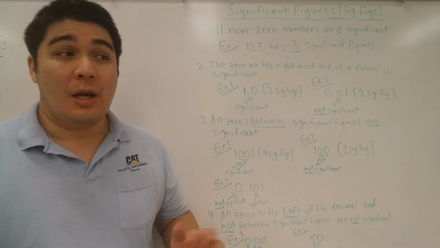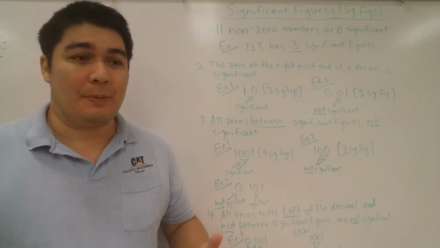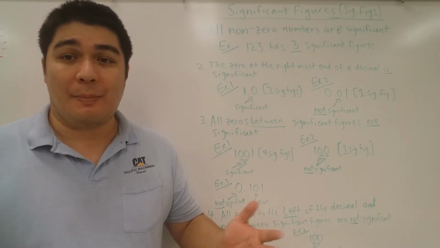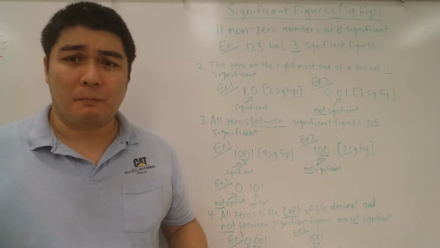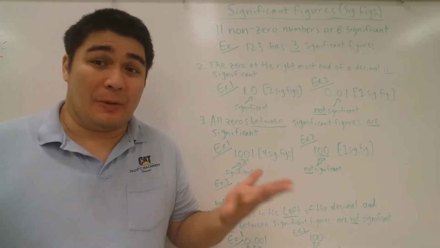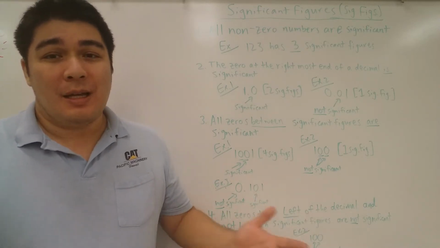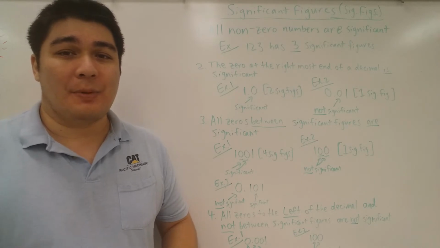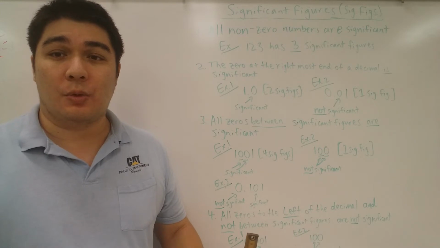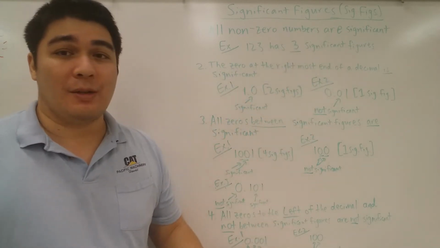The first one is this: all non-zero numbers are significant. You can't just drop a couple of non-zero numbers. That would change the number completely. For example, if I said I was 123 kilograms, and I dropped the 2 and the 3, and I said I was only 1 kilogram, that's a big difference. So let's see a couple of examples. According to this rule, my example is 123, and that has 3 significant figures.